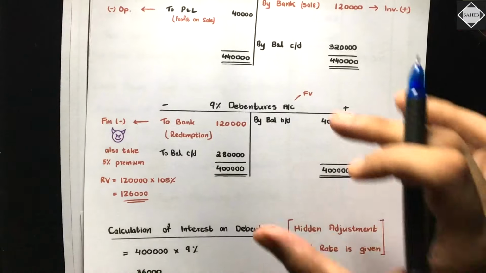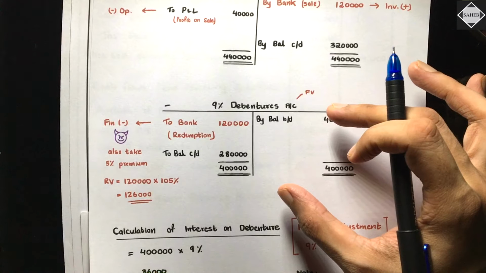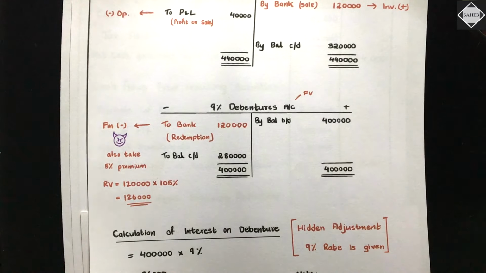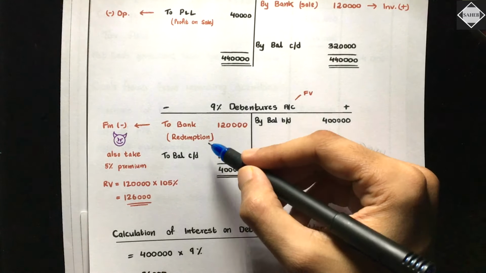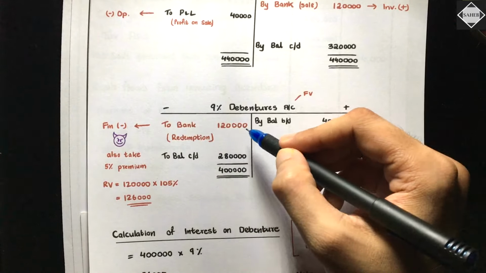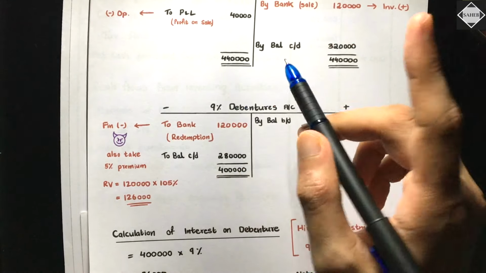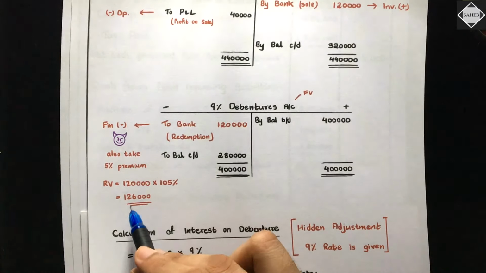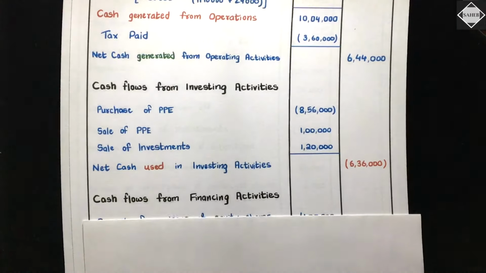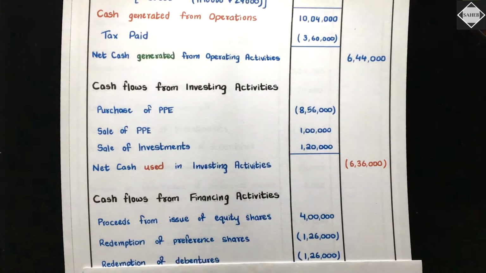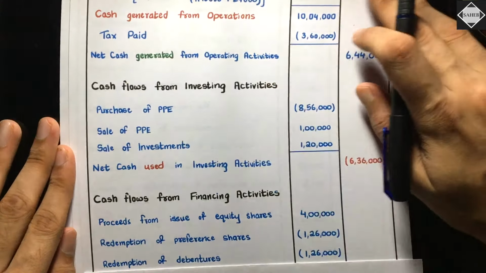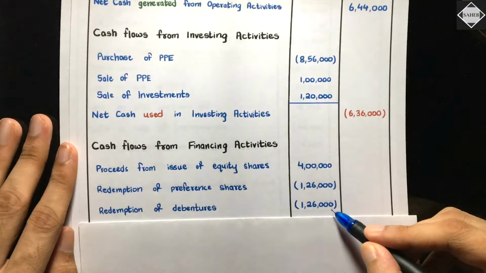Then we have debentures. Of course, debentures is related with financing. So what has happened? We have made a redemption. So can we take 1,20,000 in financing activity? No, you all know we have to take the whole value, redemption value, 1,26,000. We have to consider the premium also. So see here, redemption of debentures, 1,26,000 we have to subtract.